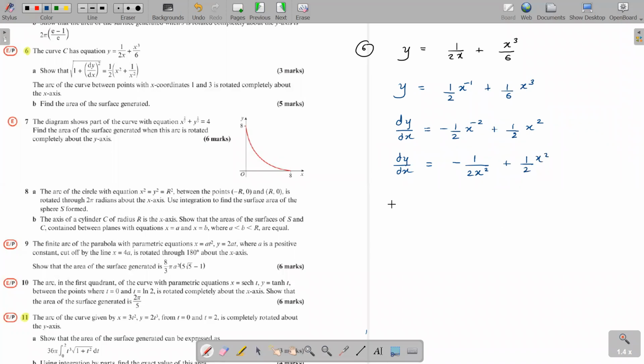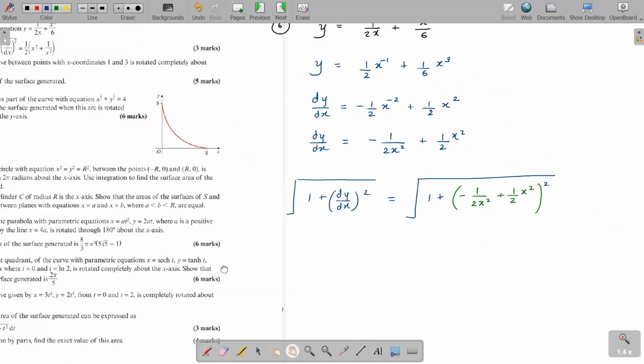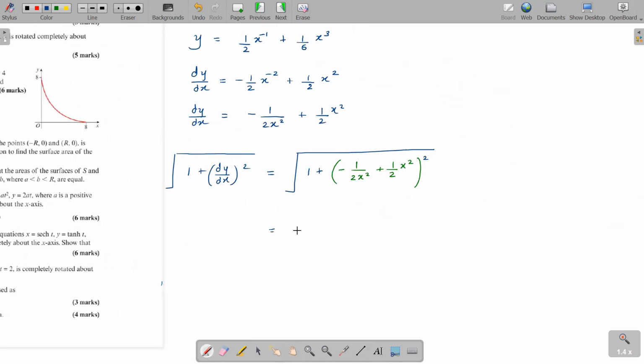Then shall we apply the equation? Show that 1 plus dy by dx square. So I have to get the answer of this. Let's input the value. 1 plus dy by dx square means the dy by dx is minus 1 over 2x square plus x square over 2. So this is dy by dx. I have to square the whole thing. Are you with me? Shall we square the whole thing?